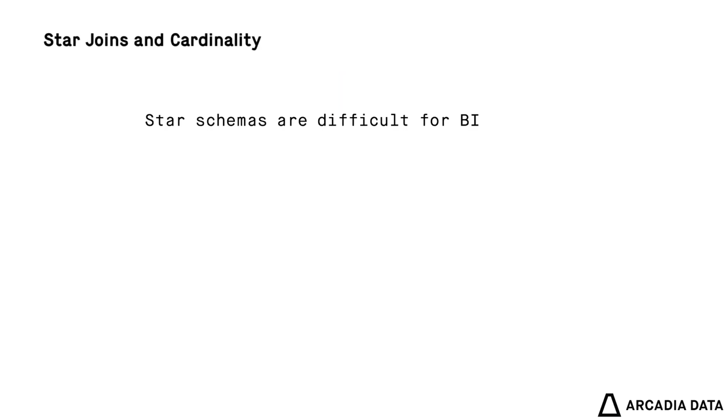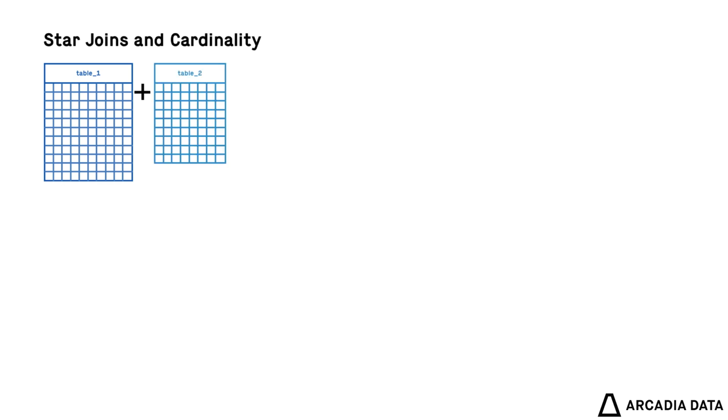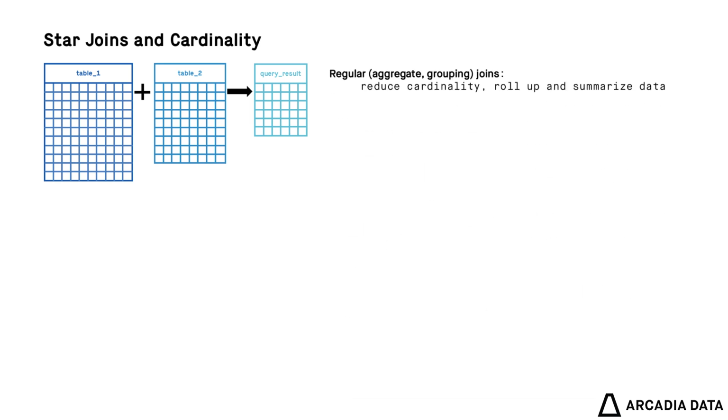Star schemas are generally a tricky problem to solve in business intelligence because star queries, or queries against the star schema, do not reduce the number of records. Typical aggregation joins are reducing. The join result is much smaller than either of the tables. Contrast this with star joins.